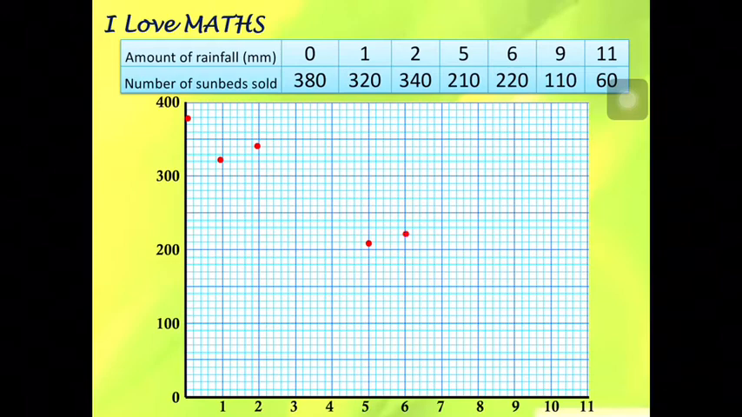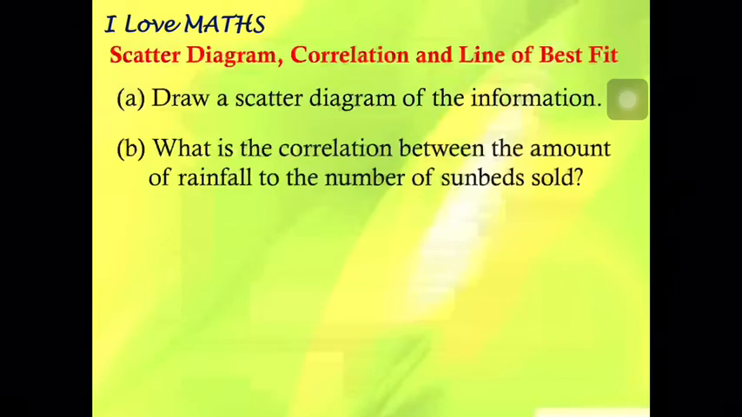The fifth point is (6, 220). The sixth point is (9, 110). And the last point is (11, 60). So this is the scatter diagram that shows the amount of rainfall and the number of sunbeds sold in South Coast. What is the correlation between the amount of rainfall and the number of sunbeds sold?